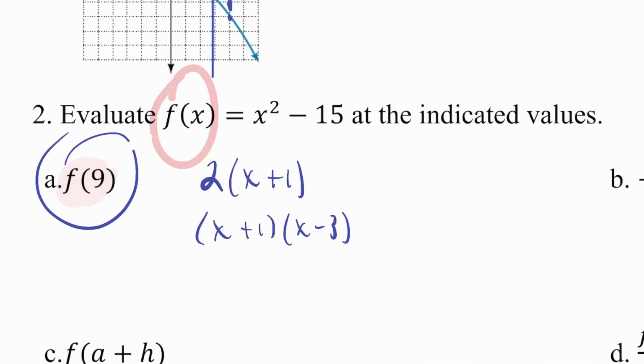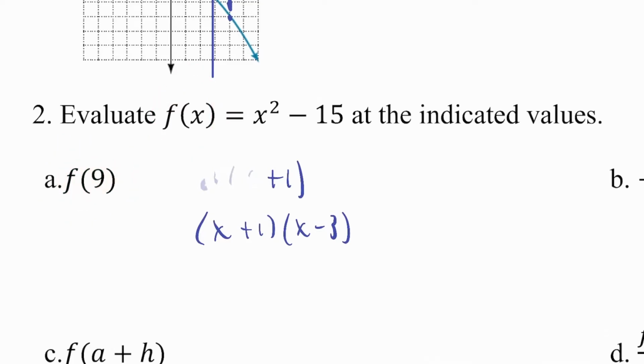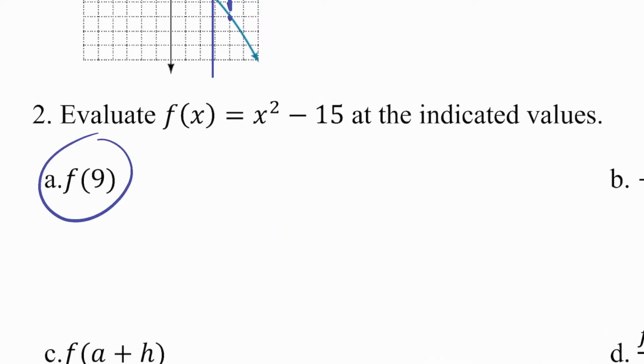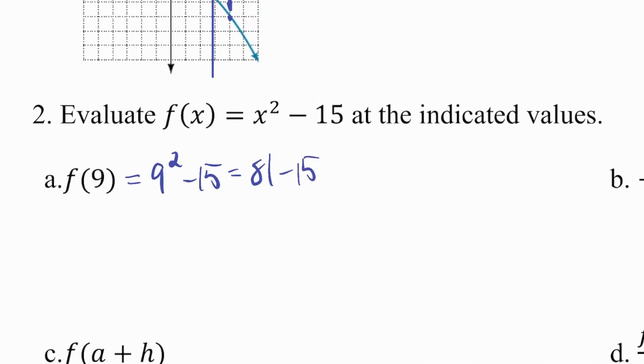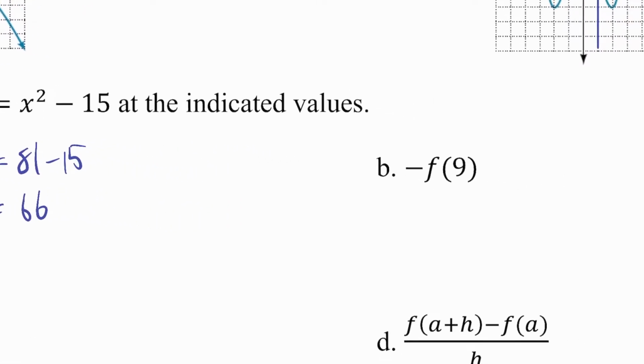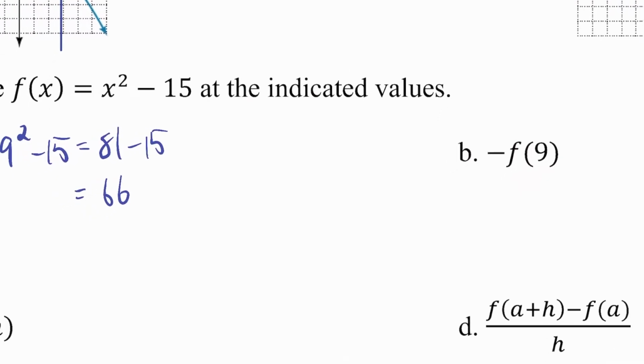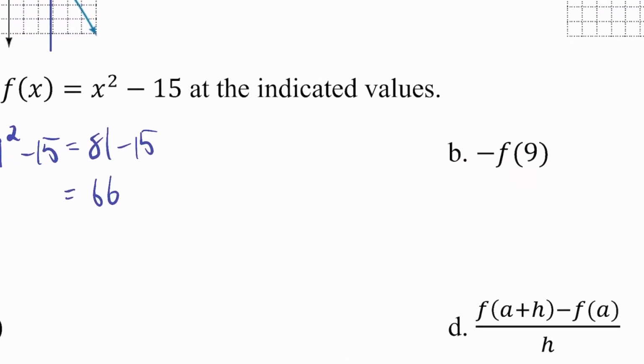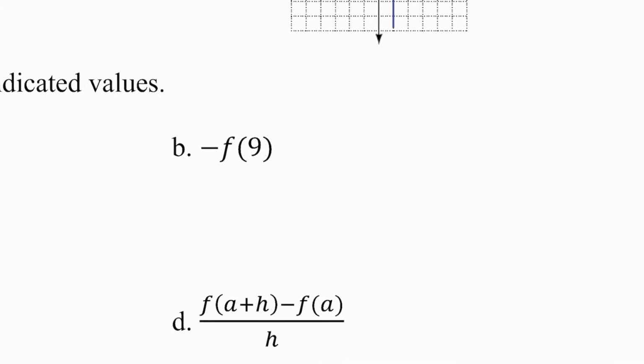Okay. And what that means is that we're finding out what is the value of the function at a given x value. So this means I need to take the 9 and plug it into the formula for x. So I'll have 9 squared minus 15. And of course, 9 squared is 81 minus 15. That is 66 would be the result. Okay. Over here, negative 9. I'm going to try to keep some of that on screen. Well, that's fine. I'll rewrite it up here.